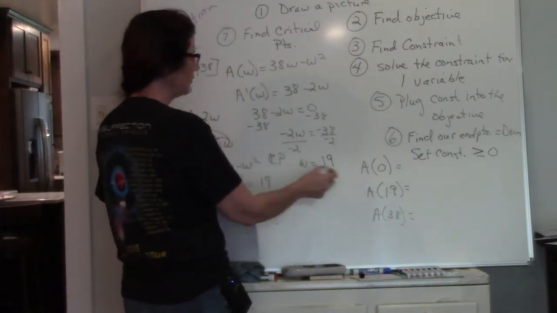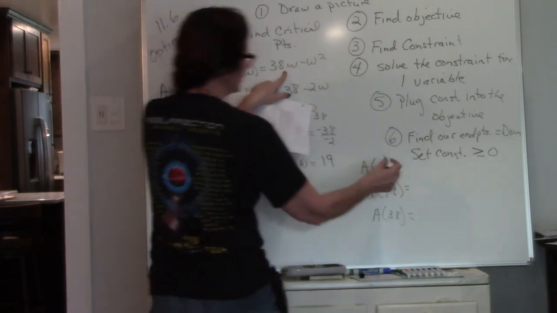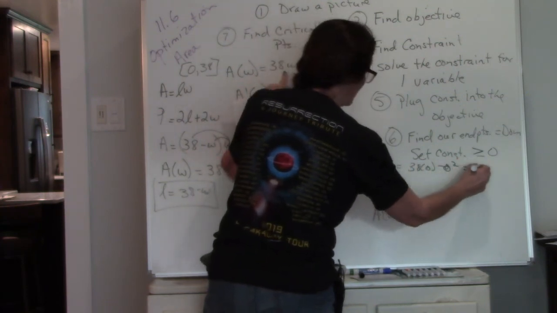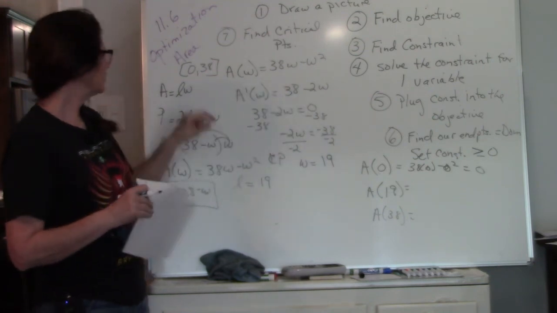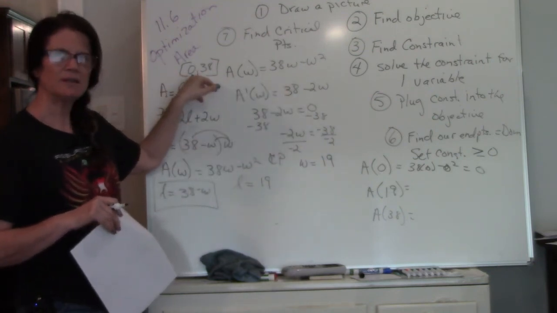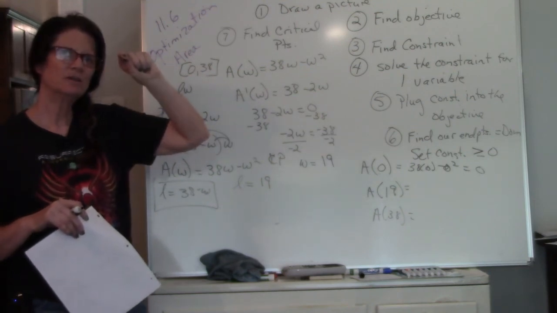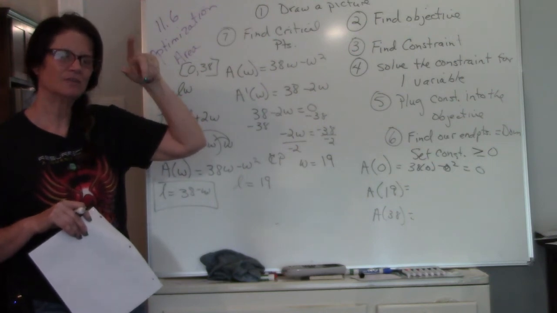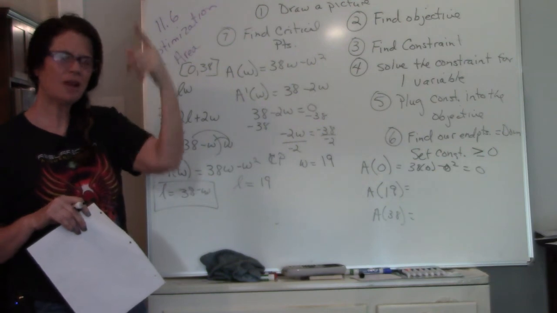All right, so here we go. I'm going to plug 0 into my original function. So I have 38 times 0 minus 0 squared, which is 0. Now, what does the 0 represent? The 0 represents my width. So when my width is 0, does that make sense? My area is 0. So I have no width. Okay? So it should make logical sense.